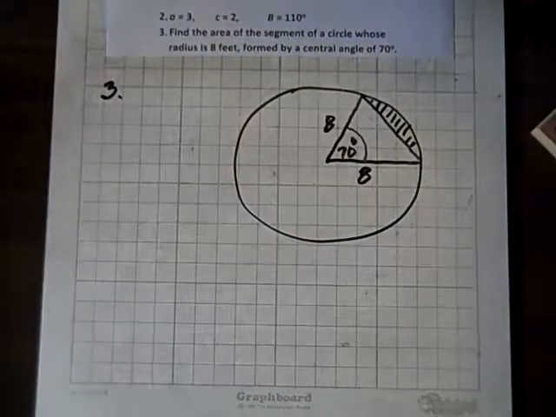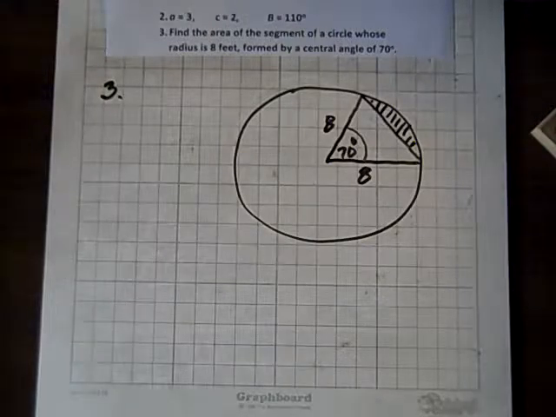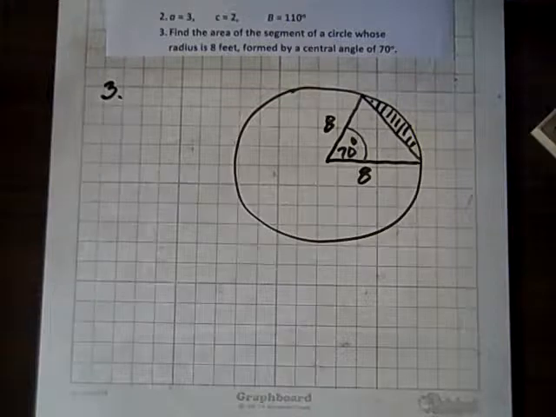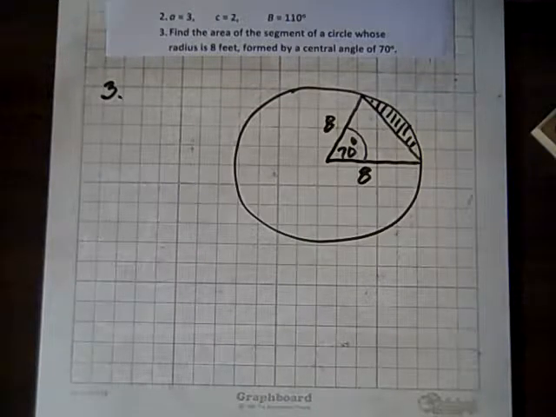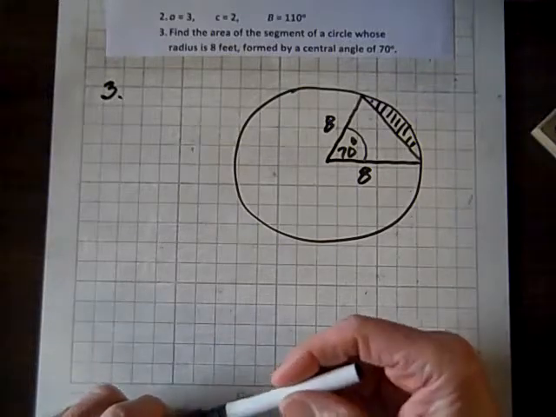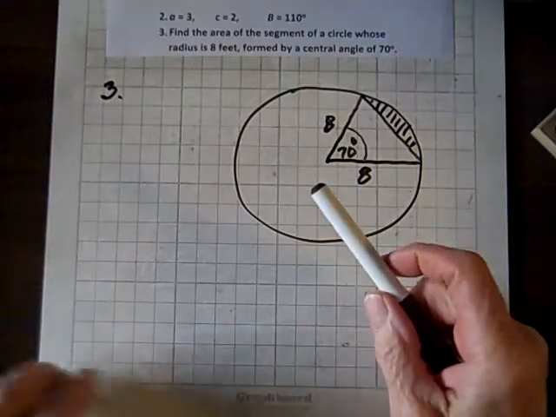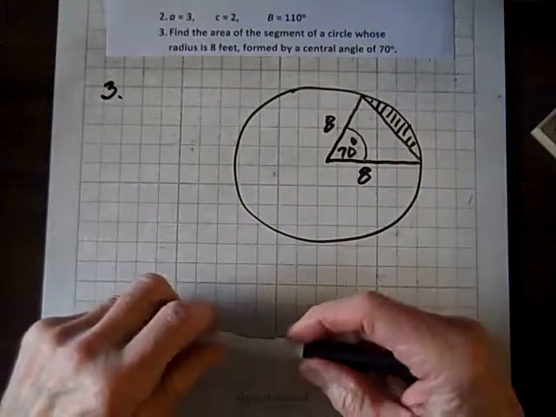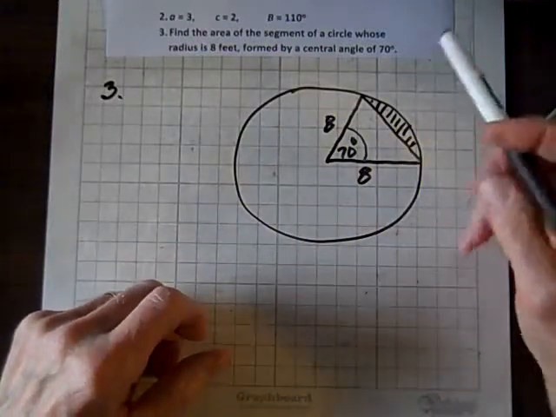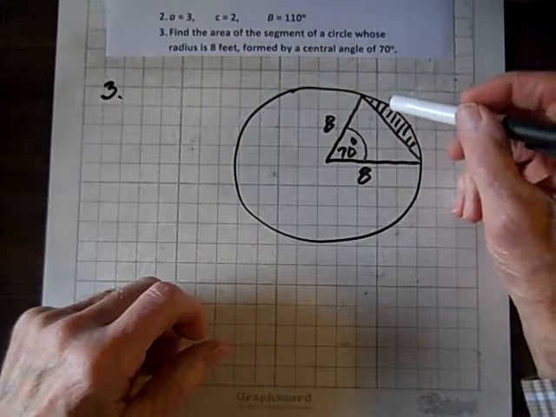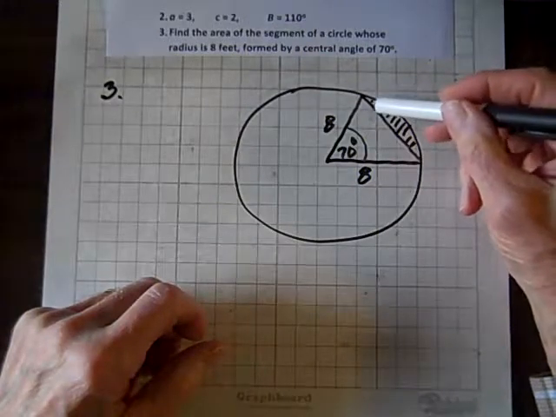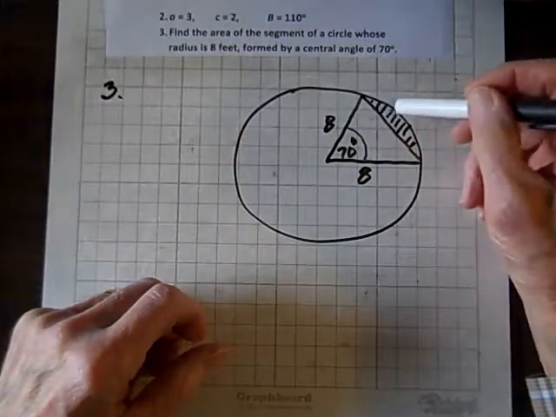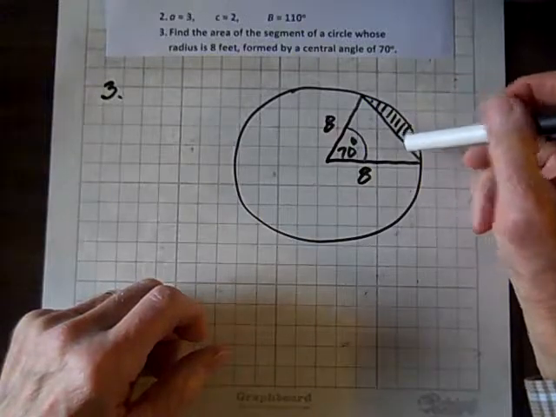Well, now we're doing question 3 on the review for section 7.4. And we have to find the area of the segment of a circle whose radius is 8 feet and formed by a central angle of 70 degrees. Well, the area of the segment is this region in here that's shaded.